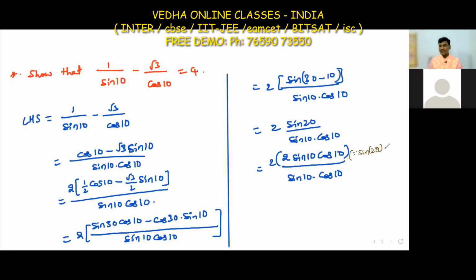Sin 2 theta is equal to 2 sin theta cos theta. I applied the 2 sin theta cos theta formula here, with 2 into 10 degrees. So that is nothing but 2 sin 10 cos 10. Here we can cancel these terms: sin 10 cos 10 gets cancelled. So 2 times 2 is 4, which is equal to the RHS. We took the LHS and got the RHS, hence proved.